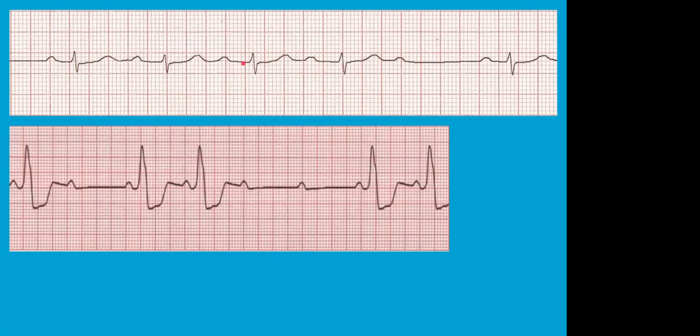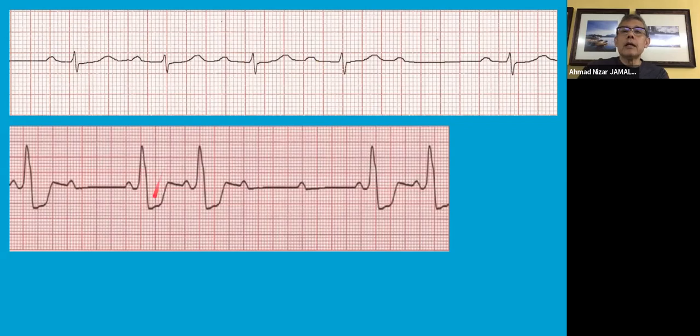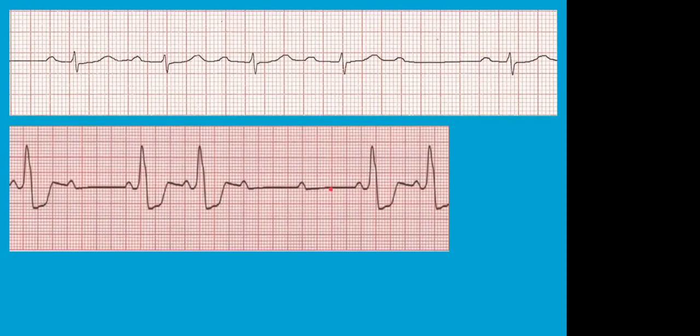While in the panel below, you notice that the PR interval before the QRS is constant, but you get dropped QRS complexes after several beats. So the second beat is dropped, the fifth beat is also dropped, the sixth beat is dropped. So this is Mobitz type 2 AV block.